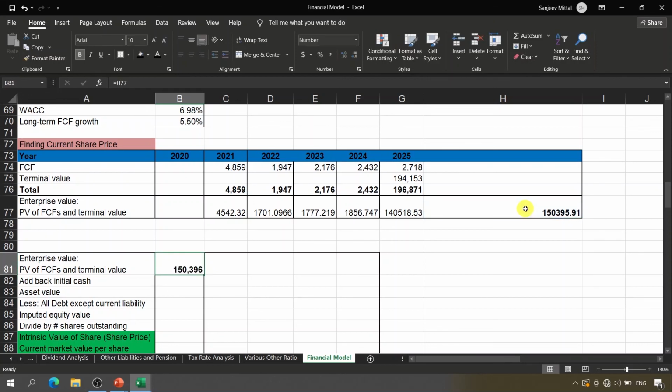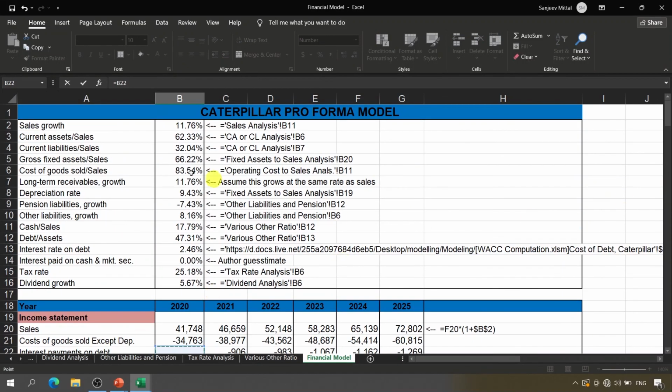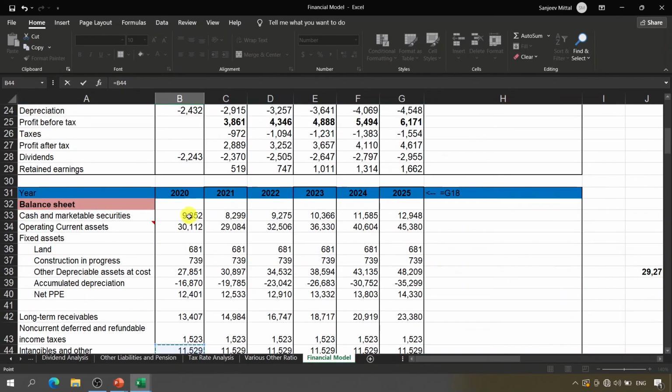Now, this means that as on today, the overall value of the enterprise, or Caterpillar Incorporation, is 1,50,396. Along with that, we know that except this value, the company is also holding some initial cash as on today, which means 2020, and that number can be simply taken from our balance sheet. So for the year 2020, we have cash of 9,352.